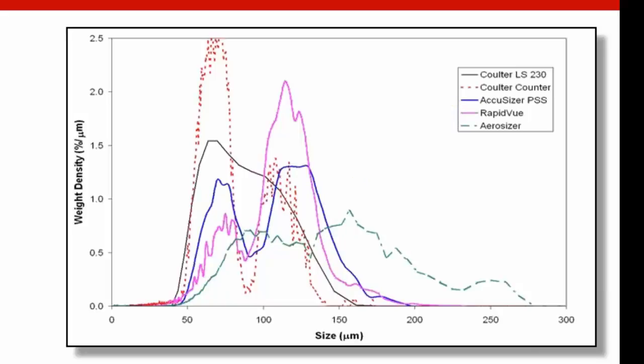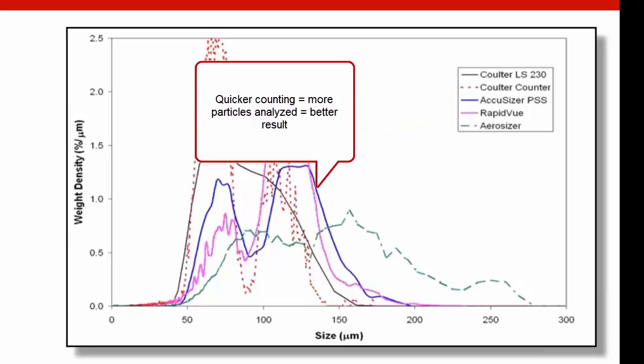As we look at some of the other techniques, the dotted red line is a Coulter counter, which is also a counter technique, and it could resolve the two peaks, but you see this choppiness that appears in the frequency distribution? That's basically because not enough particles were counted to properly define the distribution. The AccuSizer AD is a much quicker system. Since it's quicker, we have much better statistics, and we can more accurately describe the true distribution of the particles.